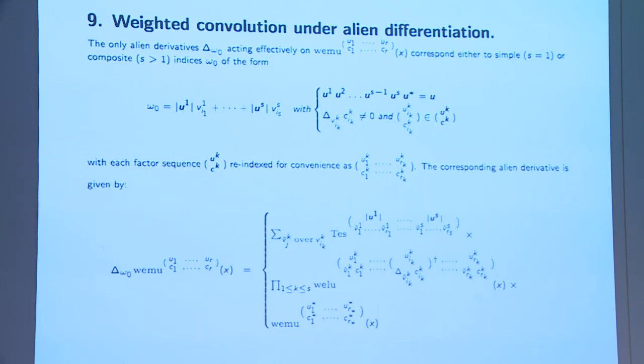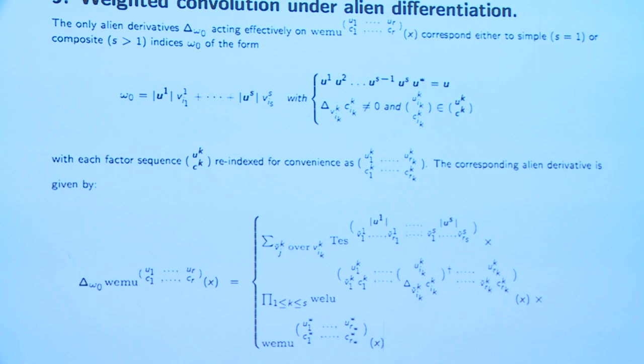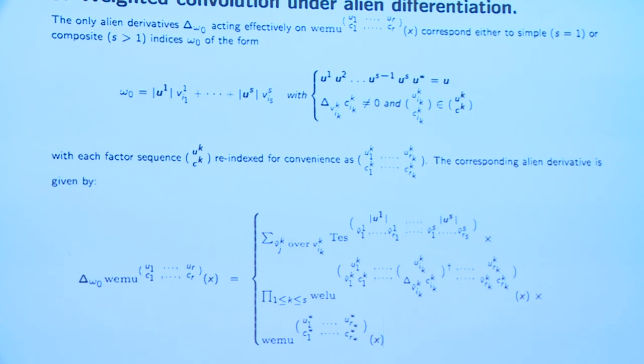Now, we are in a position, with the help of these two weighted convolutions and with the help of these tessellation coefficients, to do what we set out to do at the outset, I mean, to express the alien derivations of any convolution product. There are formulas for this. They involve three things. I cannot describe them in detail, but I'll say it in words.